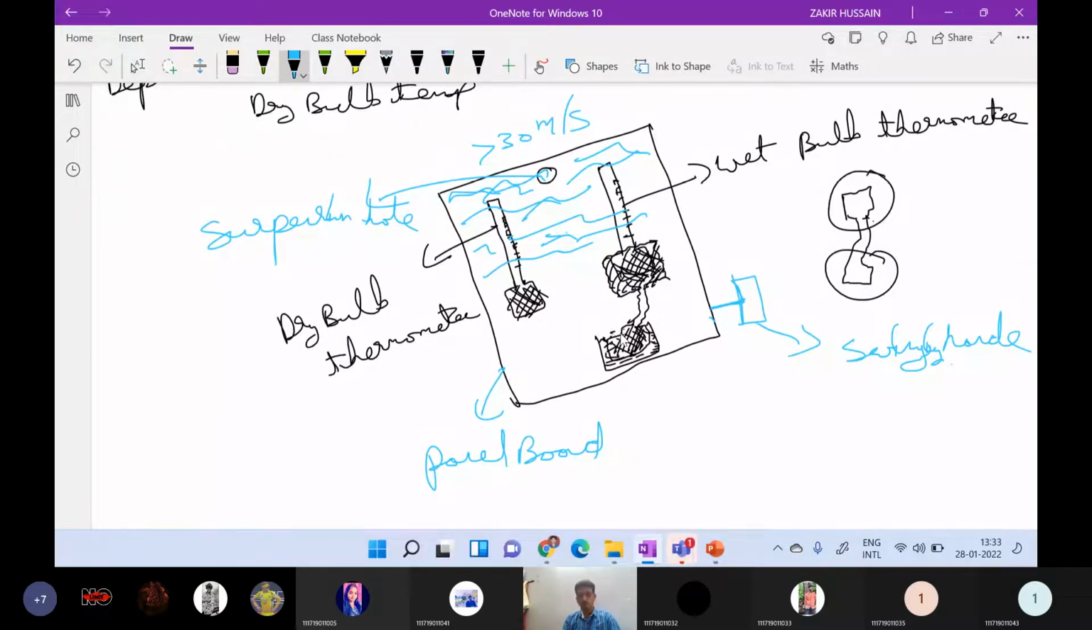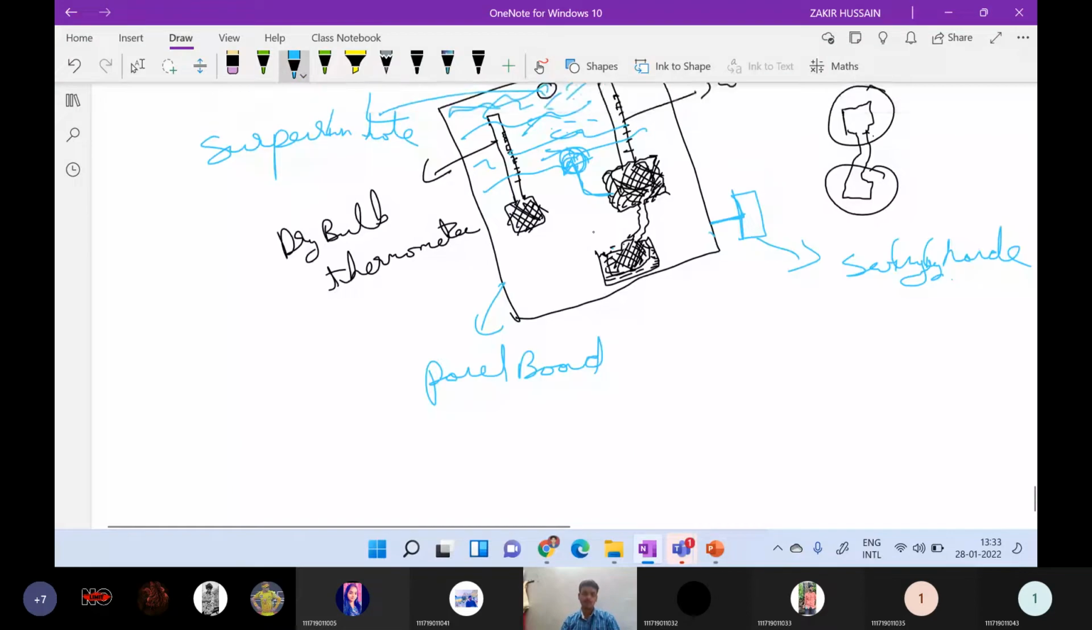Then what happens? The water on the wick will supply moisture to the surrounding air. Slowly, these water drops will be vaporized and dissolved into the surrounding air, and the temperature will decrease. That temperature is what is indicated by the wet bulb thermometer. To measure the wet bulb temperature as well as the dry bulb temperature simultaneously, there is one common thermometer called a sling thermometer.